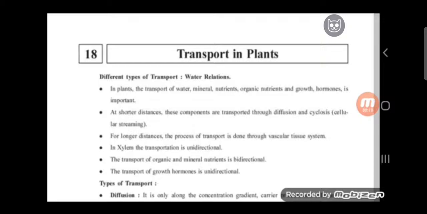Biology's 18th chapter, Transport in Plants, NEET CTET questions.